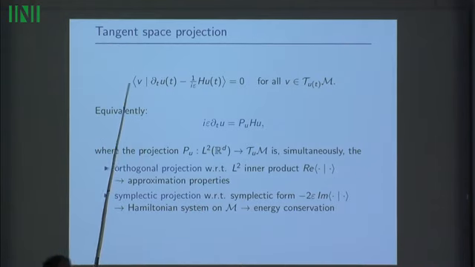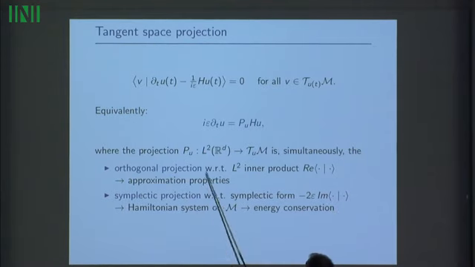But I could also take the imaginary part here. And then I have the imaginary part of the inner product, and I multiply it with minus 2 epsilon for traditional reasons. And then this is a skew-symmetric form. It's a symplectic form. And then this is not an orthogonal projection, but a symplectic projection. And this has the important consequence that I automatically get a Hamiltonian system on this manifold. And one easy consequence of this is that I always have energy conservation. So I have two things at once.